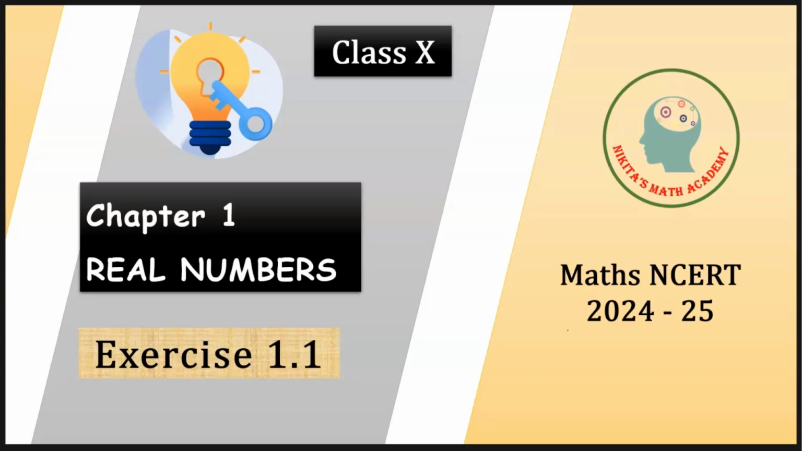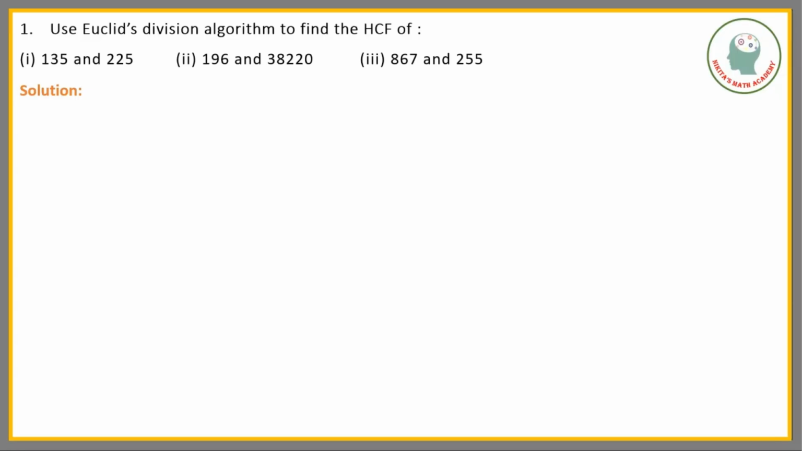Today we are solving exercise 1.1 of chapter 1, Real Numbers. So let's start with question 1. Use Euclid's division algorithm to find the HCF of the following pairs of numbers. Okay, so here we have to find the HCF using Euclid's division algorithm.